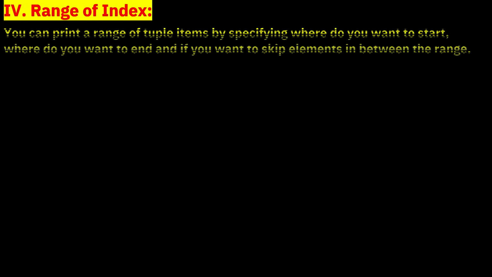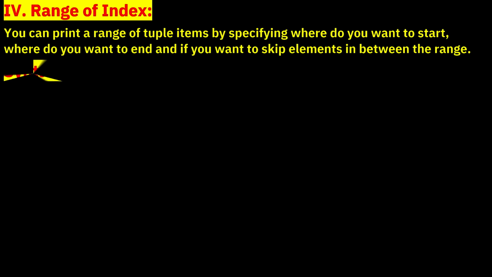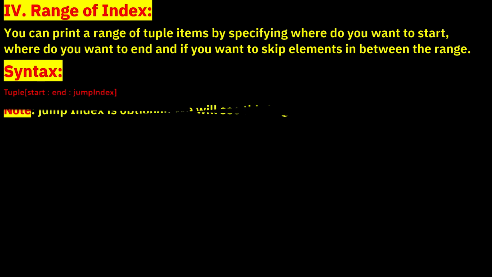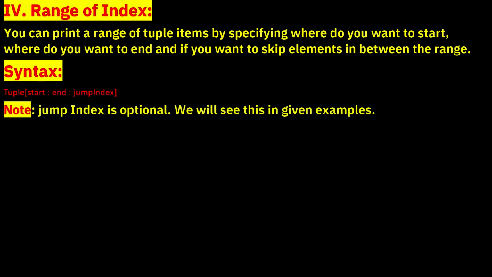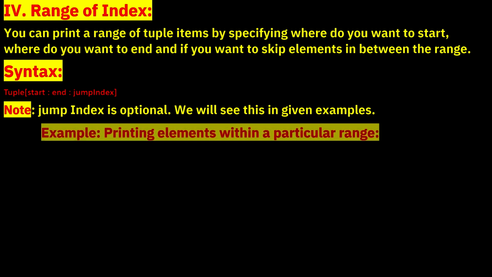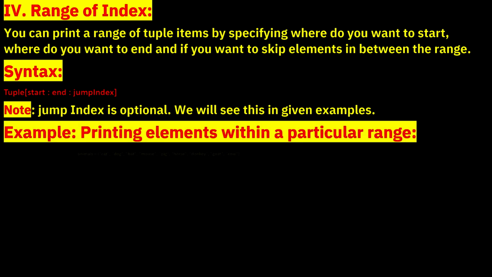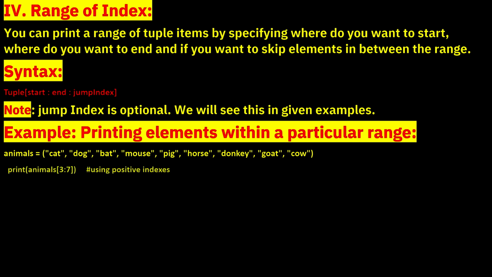4. Range of index. You can print a range of tuple items by specifying where you want to start, where you want to end, and if you want to skip elements in between the range. Syntax: tuple[start, end, jump index]. Note: jump index is optional. We will see this in the given examples.